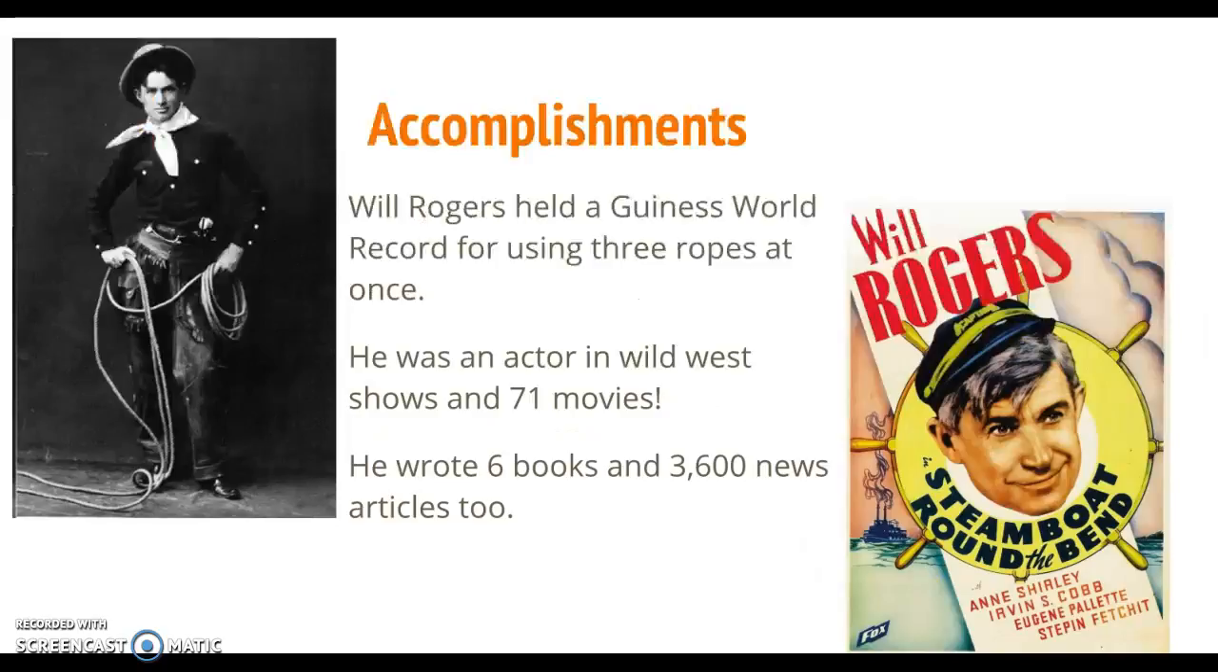He had many accomplishments. These are just a few. Will Rogers held a Guinness World Record for using 3 ropes at once. He was an actor in Wild West shows and 71 movies, including the one I pictured here, Steamboat Round the Bend. He wrote 6 books and 3,600 news articles, too.